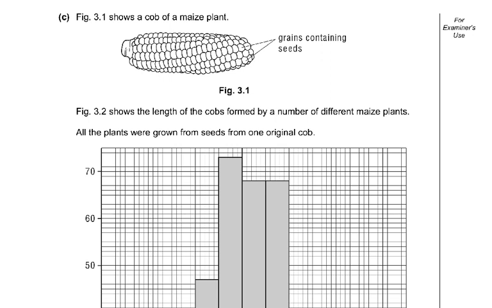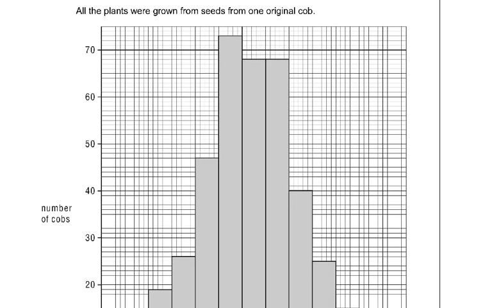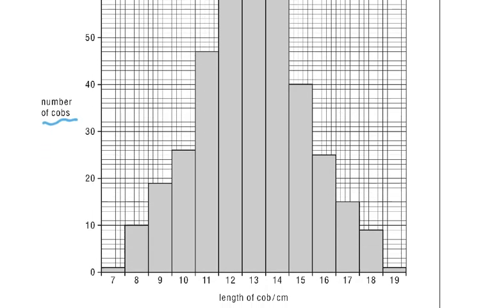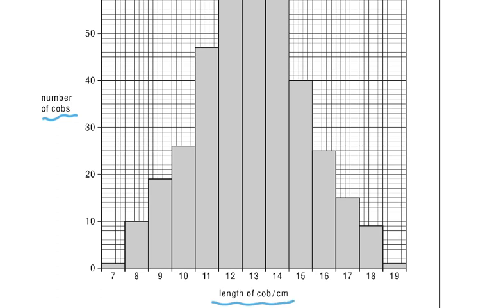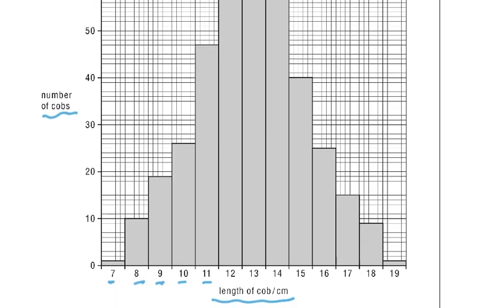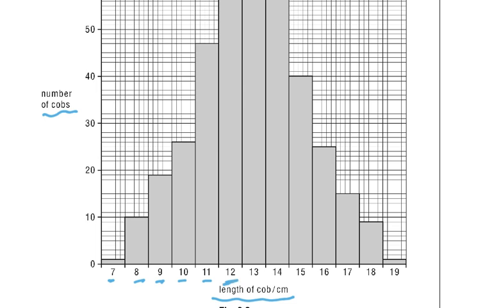Now coming to part C of the question. Figure 3.1 shows a cob of a maize plant, grains containing seeds. Figure 3.2 shows the length of the cobs formed by a number of different maize plants. All the plants were grown from seeds from one original cob. Now you look at here, what do we have here? Number of cobs. And what we have here on the x-axis is the length of the cob in centimeters. So there were some 7 centimeters, some 8, some 9, some 10, some 11. But most of them, the greater ones, were 12 centimeters. The number of cobs was in abundance.